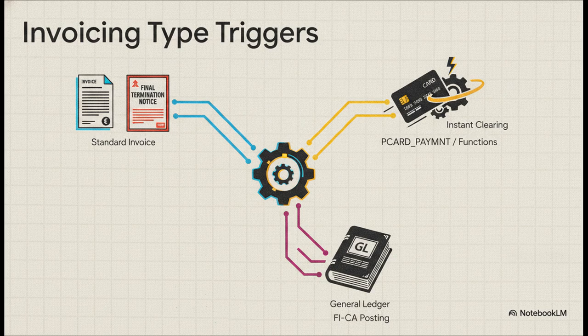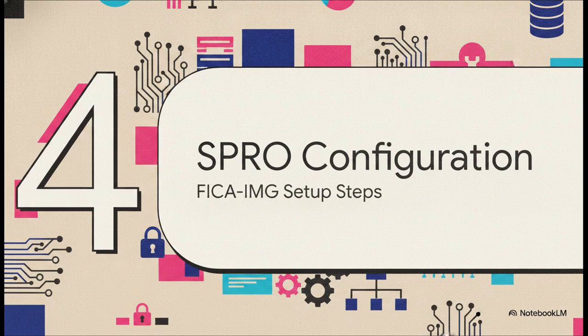Have you ever wondered how prepaid credit card clearings happen instantly the second something is invoiced? Well, it's done by activating a function, like PCARD_payment, that is tied directly to the invoicing type. This incredible feature allows the system to instantly and completely automatically clear open receivables using credit card data right there during the invoicing run itself. It's practically magic. And finally, of course, it dictates the exact FICA posting document types that will actually hit the general ledger.